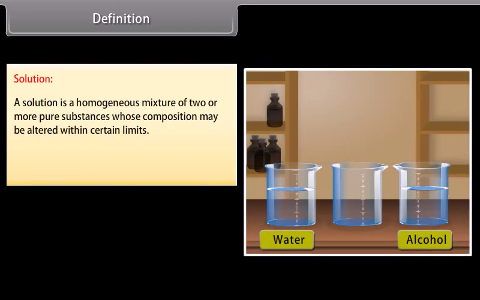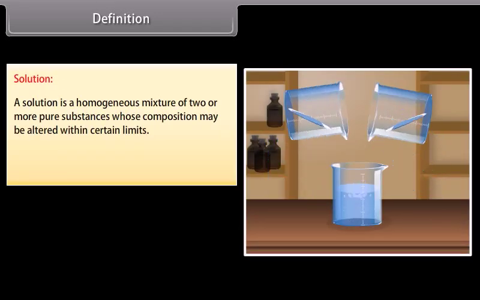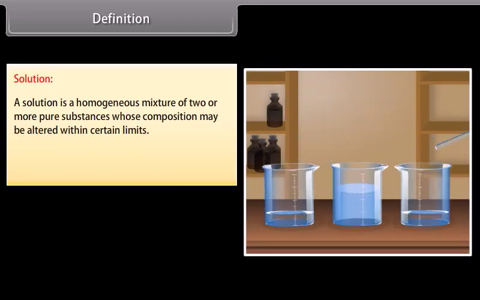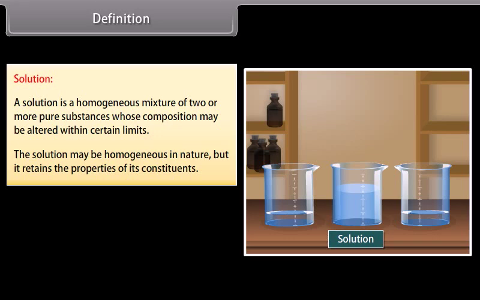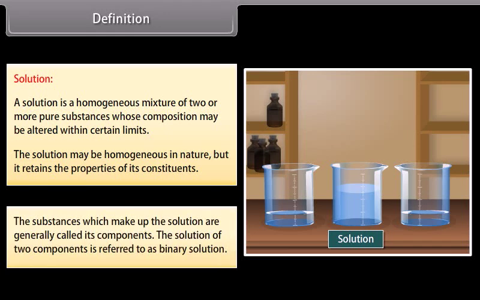Definition. A solution is a homogeneous mixture of two or more pure substances, whose composition may be altered within certain limits. The solution may be homogeneous in nature, but it retains the properties of its constituents. The substances which make up the solution are generally called its components. The solution of two components is referred to as binary solution.